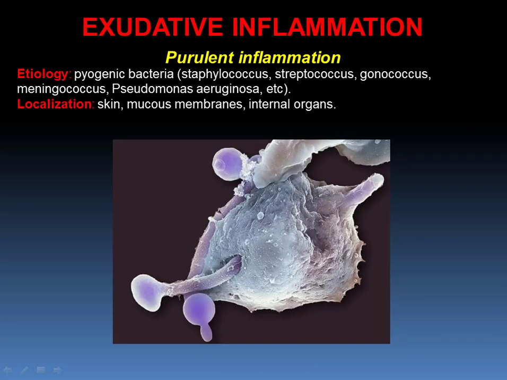Next type of inflammation is purulent exudative inflammation. It is characterized by predominance of neutrophils in the exudate or infiltrate.